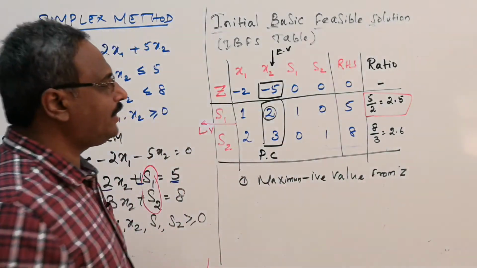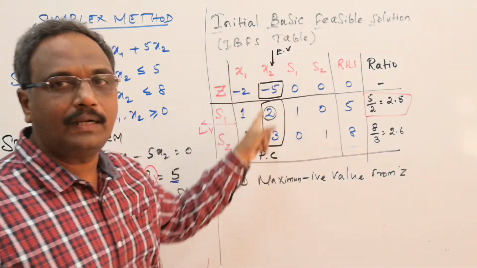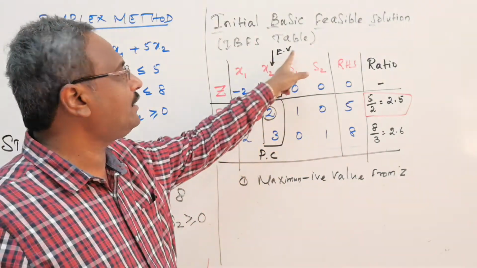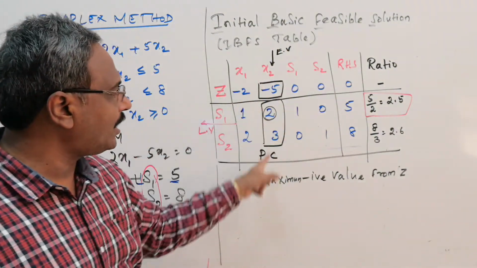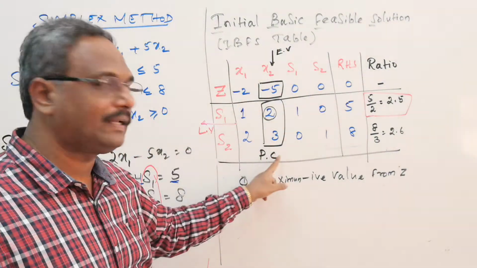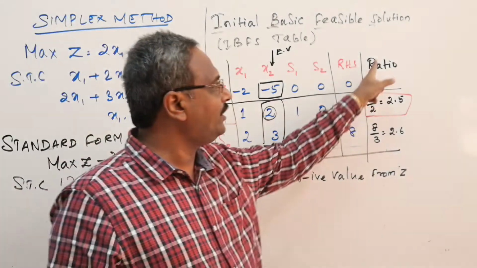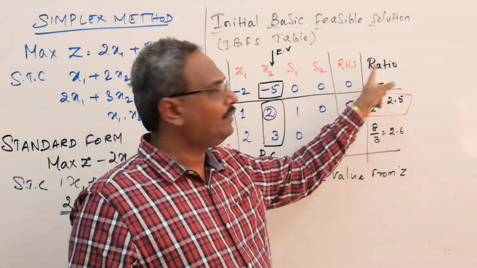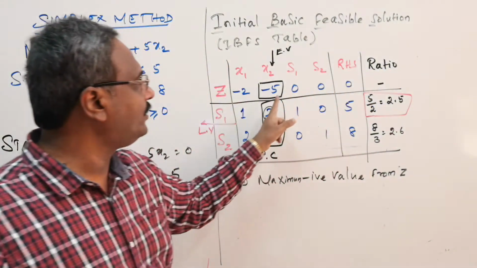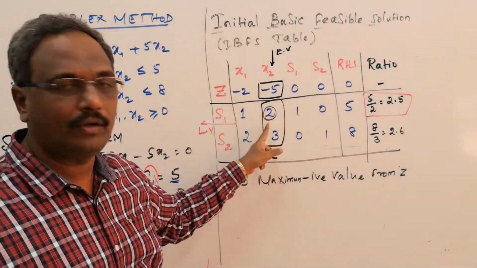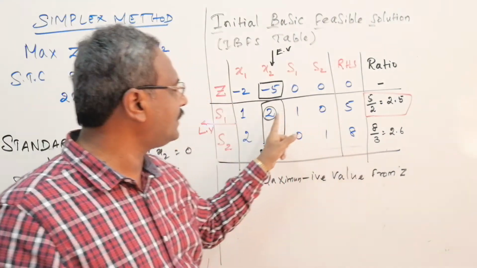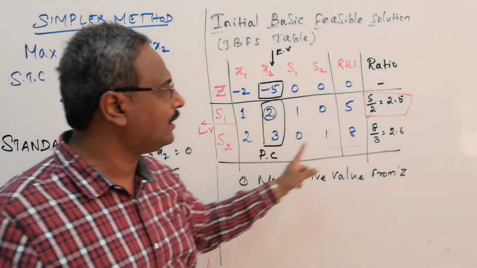The corresponding variable is called the entering variable. Then, using the corresponding column element, which is called the pivotal column, we are going to find the ratio. We take the right hand side and divide it by the corresponding pivotal column element.